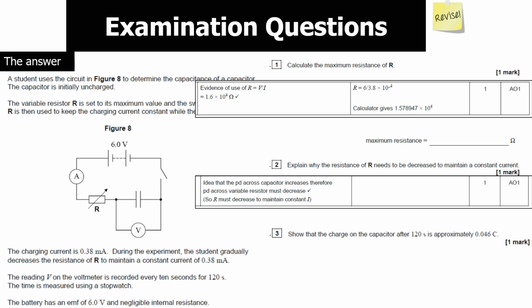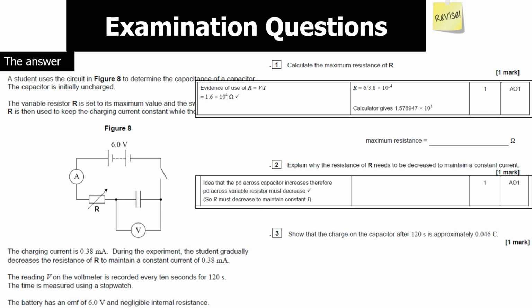So therefore the potential difference across the variable resistor is decreasing, so that will cause the current to go down, because you need that push, that potential difference, to push the charge across and to maintain that current. So therefore we're going to decrease the resistance to maintain that constant current.